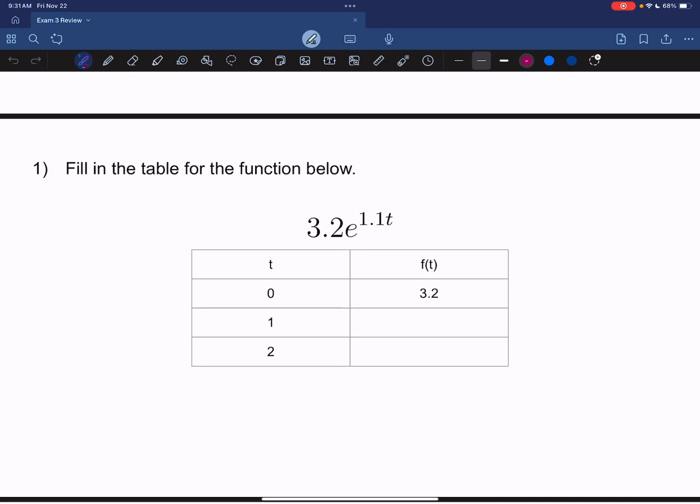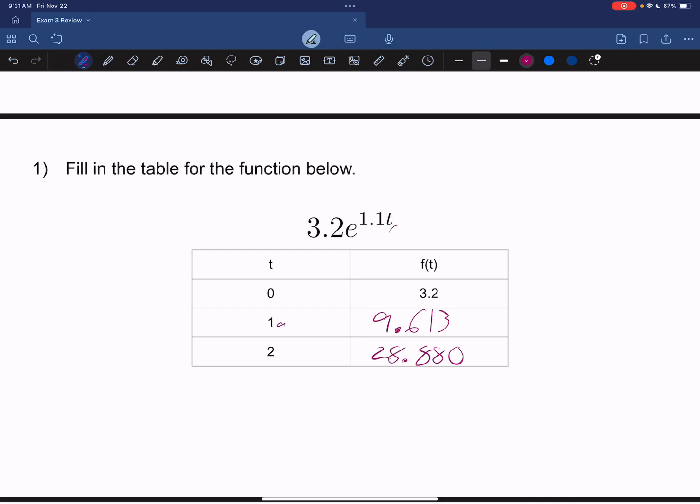So the first thing we're going to do is fill in this table that represents an exponential function. You're just going to plug in 1 for t, and then 2 for t, and whatever value you get out. So when I plug in 1, just plugging this into the calculator, I get 9.613, and you're going to have to round to 3 decimal places. And then when I plug in 2, I get 28.880.